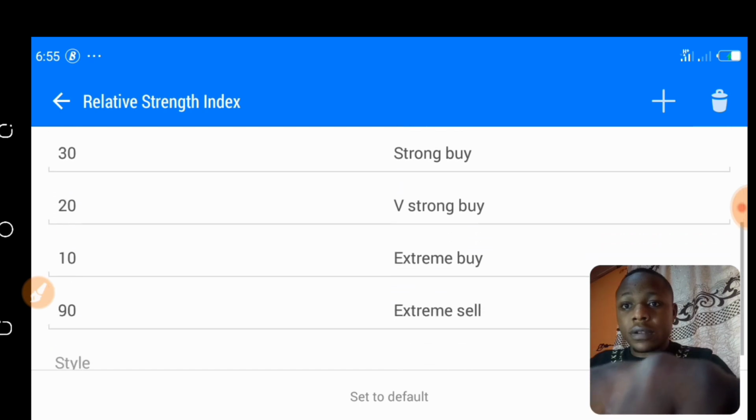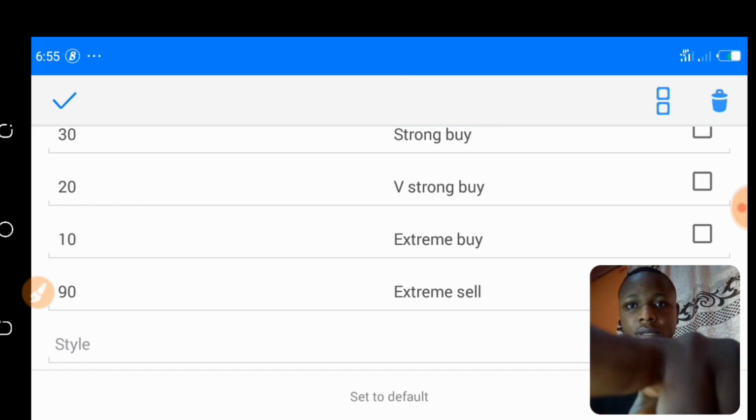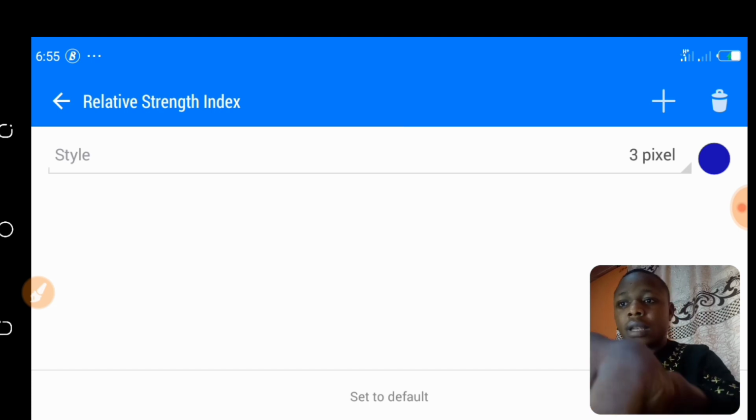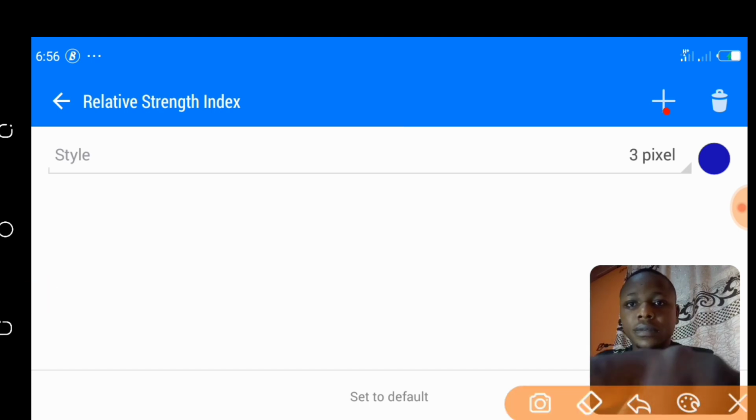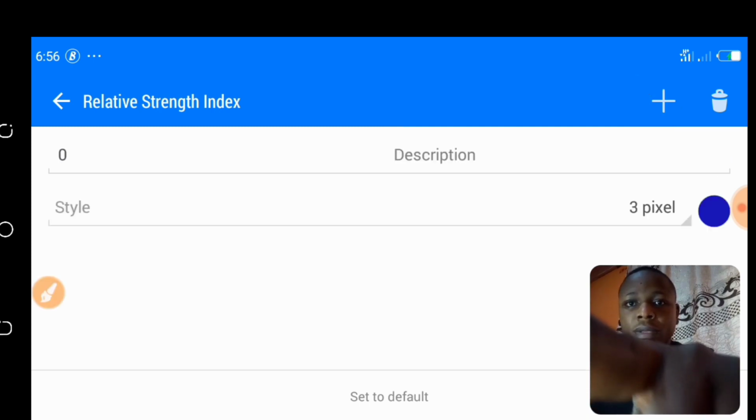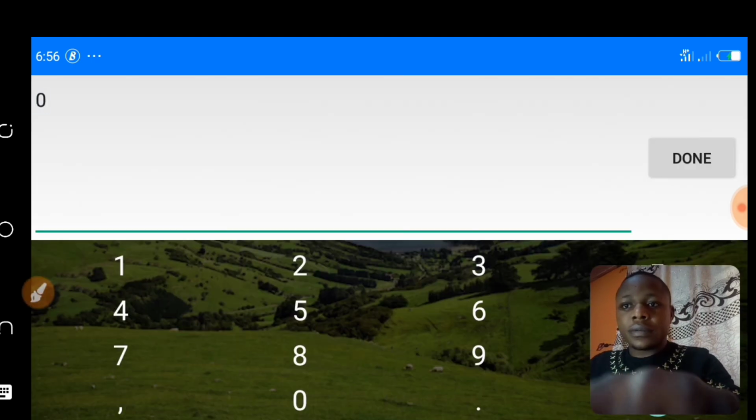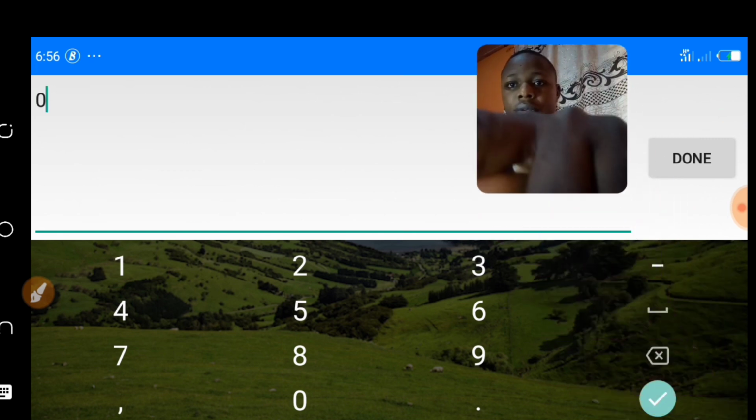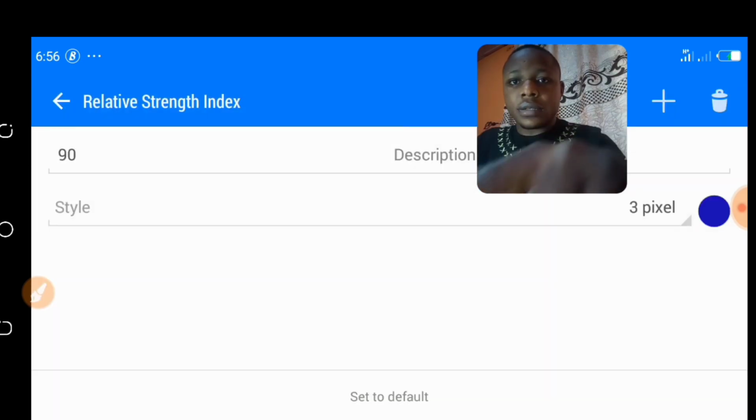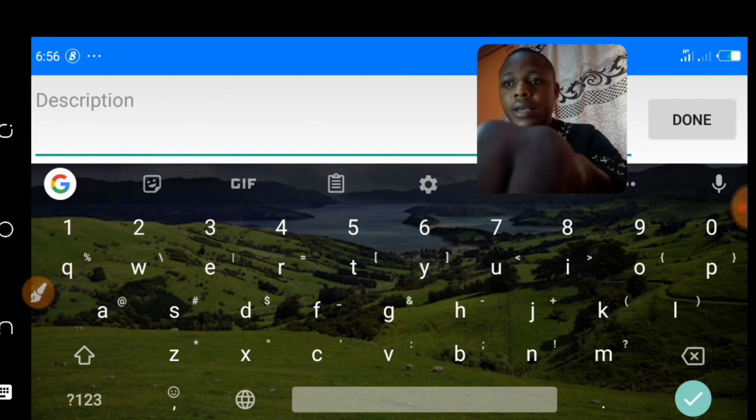Because I already have all these on my charts, let me delete them also. I can start it again, so you see how I do it. So click on this plus sign over here to add each of the levels. So the first level here will be, click on this 0 and input 90. Done. Then click on description and type extreme sell.